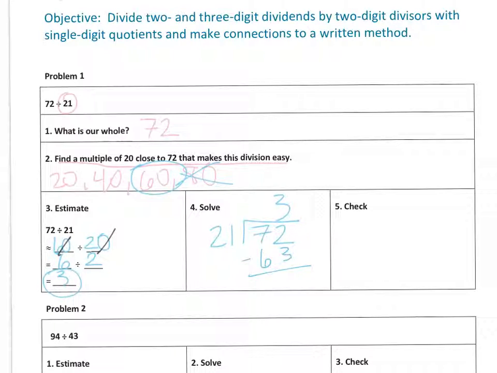So it's divide, multiply, subtract. So 72 minus 63 is 9. And we have nothing to bring down, so we can skip that step. So right now we have 3, remainder 9.